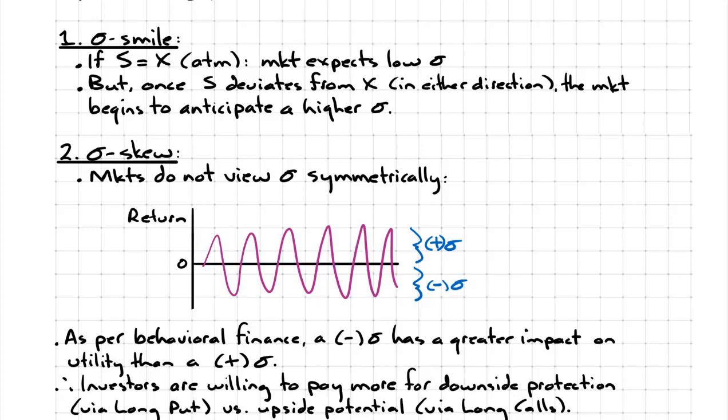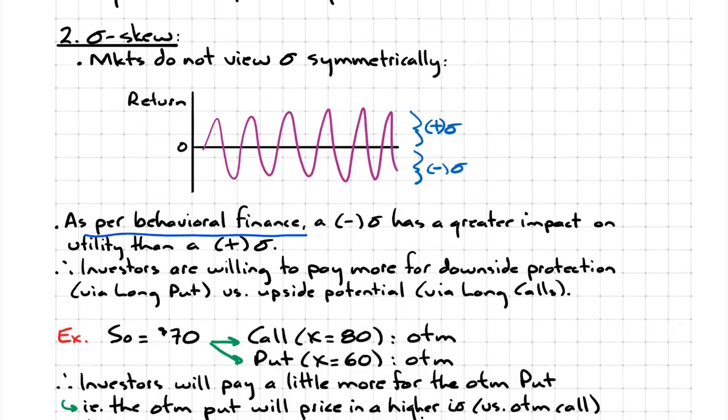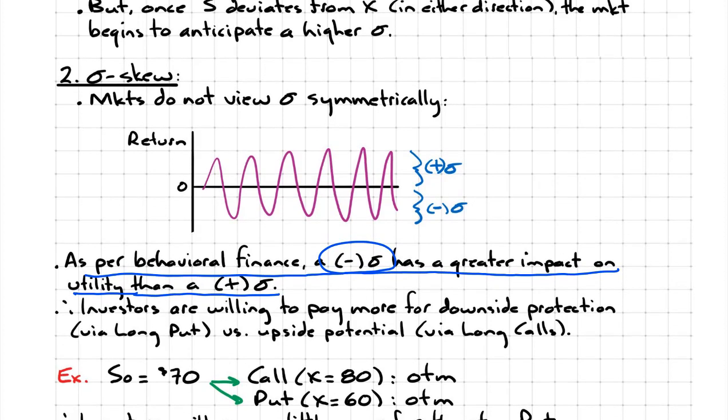However, human nature thinks otherwise. As per behavioral finance, a negative volatility has a greater impact on utility or emotional reaction than a positive volatility. And this is true, ladies and gentlemen. For example, a plus 10% return and a minus 10% return generate different emotions. Now, if I ask you which generates a stronger feeling, this does.